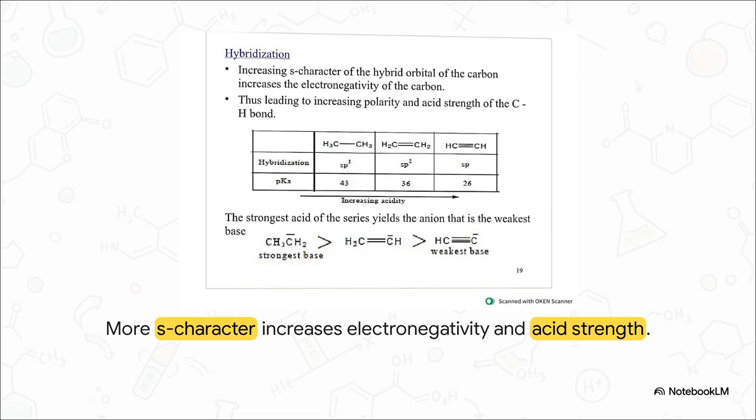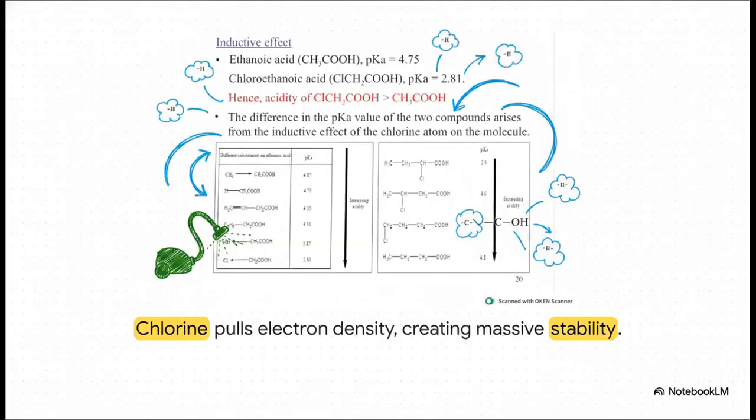Well, increasing the s character of that hybrid orbital basically pulls the electrons tighter and closer to the nucleus. This ramps up the effective electronegativity of the carbon, stabilizing the negative charge on the conjugate base, and boom, you've got a stronger acid. Now, check out the inductive effect.